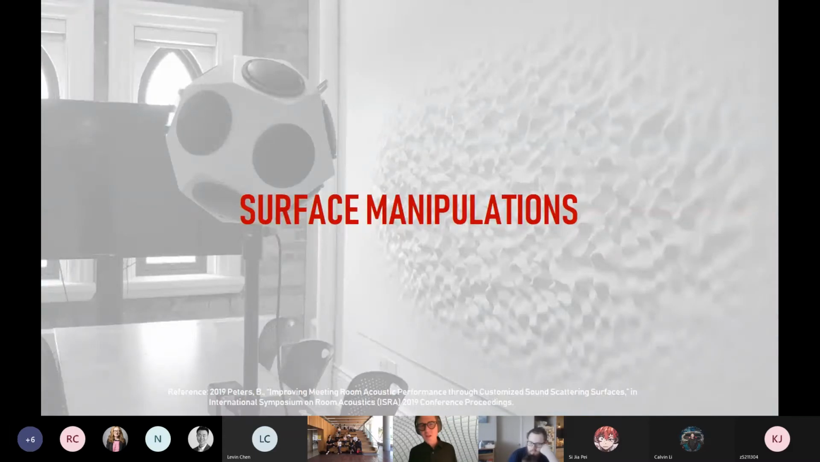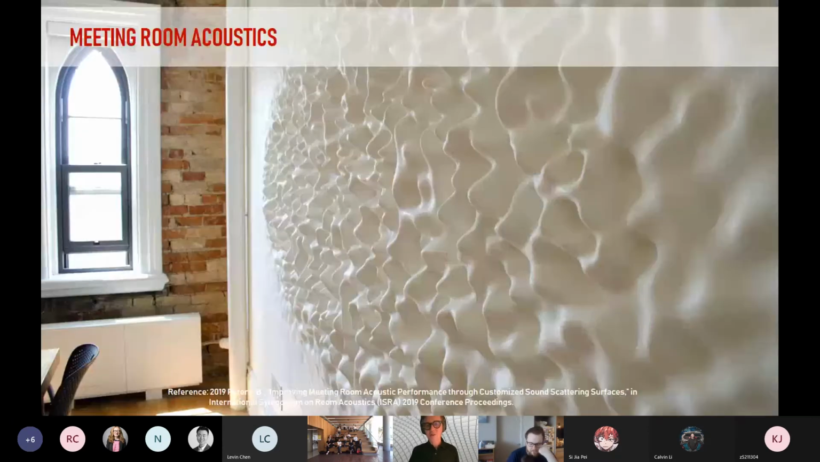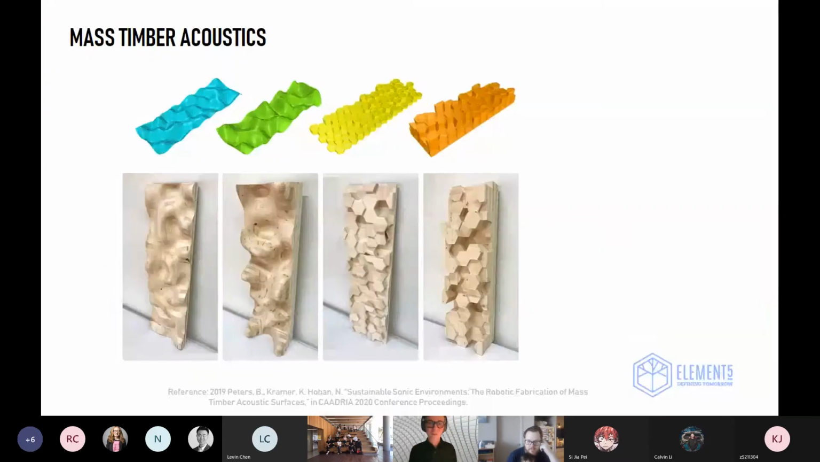So another project I've been working on generally is the acoustic surface itself and the manipulations that we can do to the surface using digital fabrication. Robotic milling is one of the ways that we can manipulate the surface, and we've done many tests over the last couple of years on different types of surfaces that we can mill and what the impacts might be on the acoustics. So this was a sound diffusing surface that we installed in one of the meeting rooms at the university. We had the opportunity to test the room, and it certainly helps to improve the acoustics of the space.